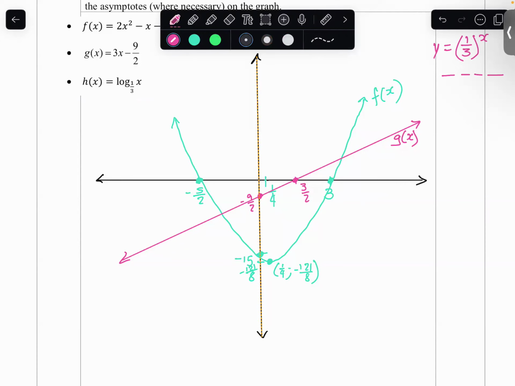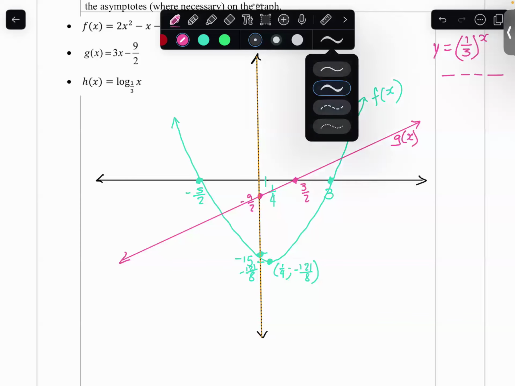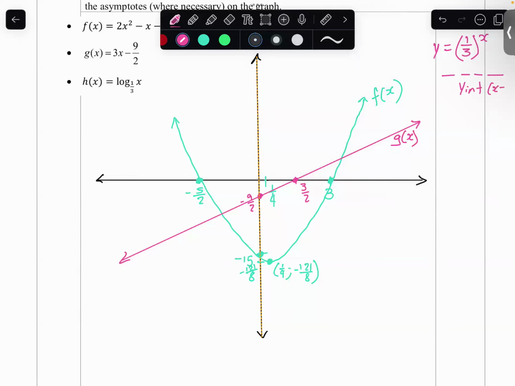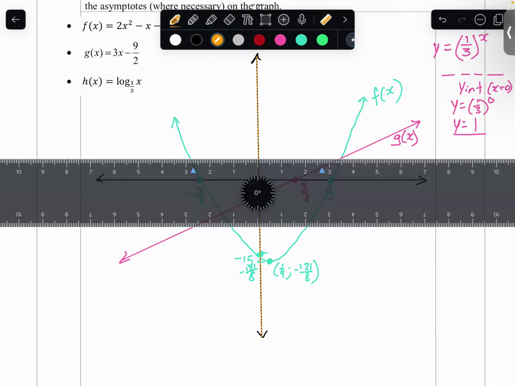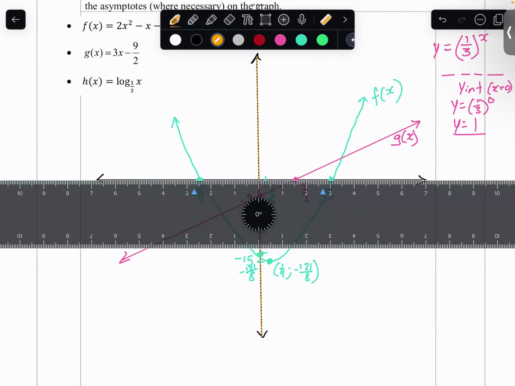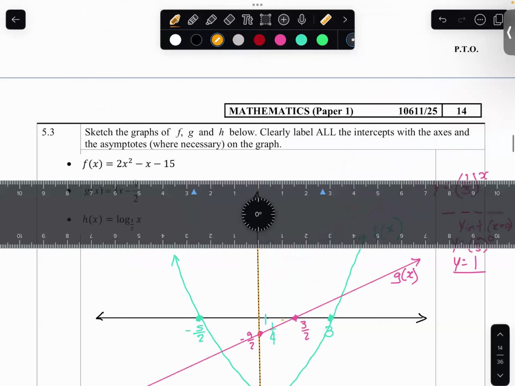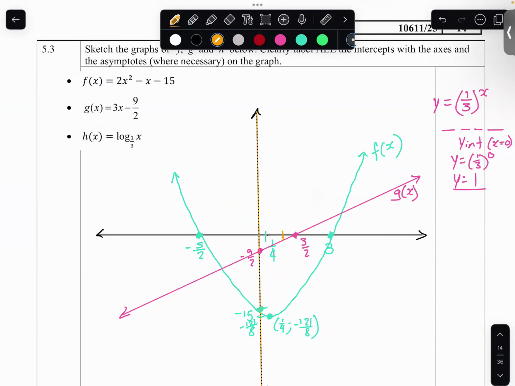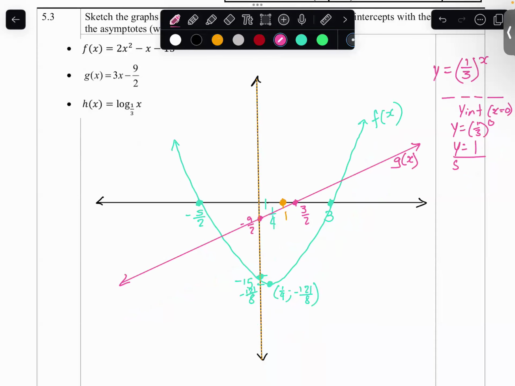Then the next thing that you do for the exponential graph is to find its y-intercept by making x equal to 0. So when we take this equation, y is equal to 1/3 to the 0, this gives us 1. So the y-intercept for the normal exponential graph is at 1, which means that the inverse, the log graph's x-intercept, is going to be at 1. So it's there, right?